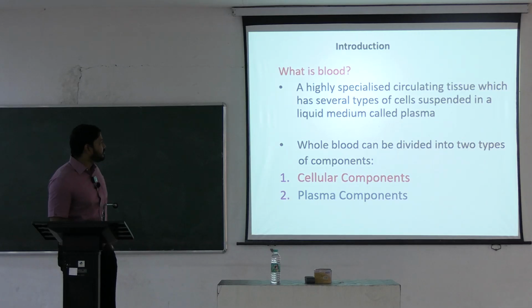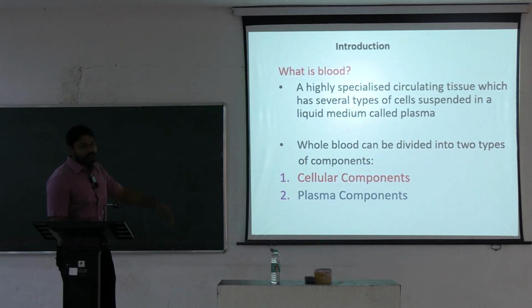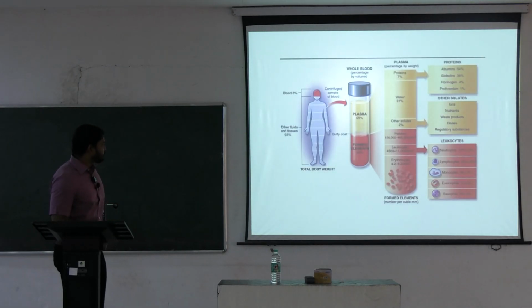Blood is a specialized circulating tissue which has blood cells and plasma. It can be divided into cellular components and plasma components. In the whole body, 8% of the body weight is composed by blood. In that blood, 55% is plasma and the rest 45% is the formed elements. From the plasma, you get proteins and other solutes, and plasma is 91% water, and in formed elements you get platelets, WBCs and RBCs.